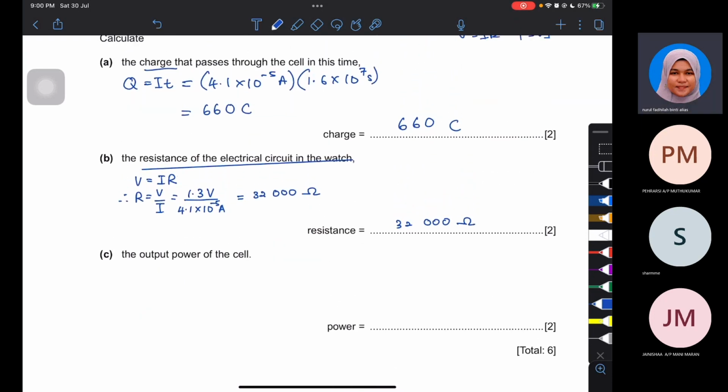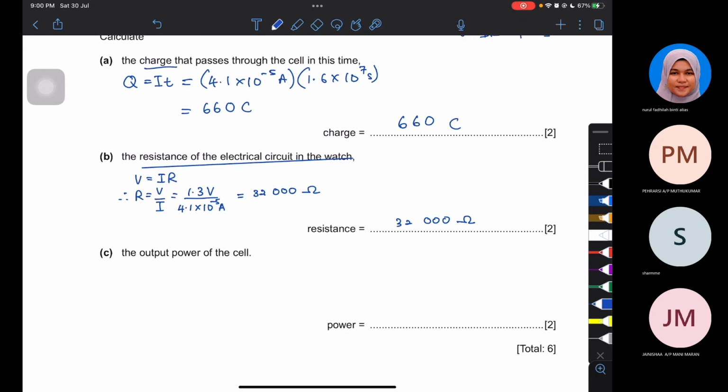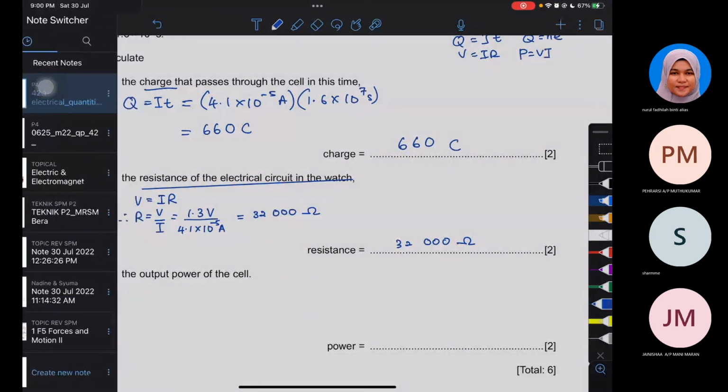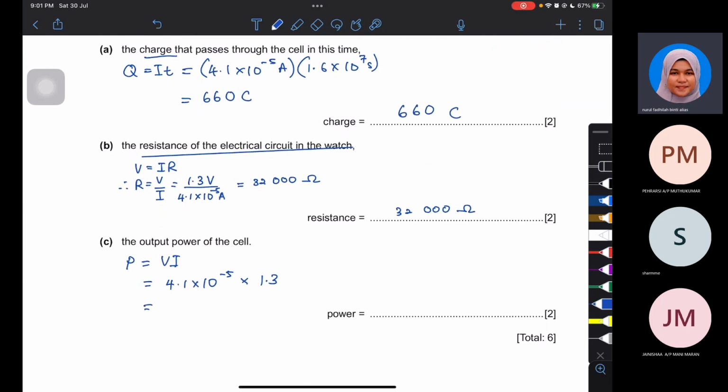So the output power of the cell. The output power of the cell, kita nak guna formula apa? So banyak cara kita boleh guna. So you boleh guna P equals to VI. Jadi VI, so kita tahu I which is 4.1 times 10 to the power negative 5. Do you know the voltage pun kita tahu. Jadi simple. Kita boleh guna this formula sahaja.